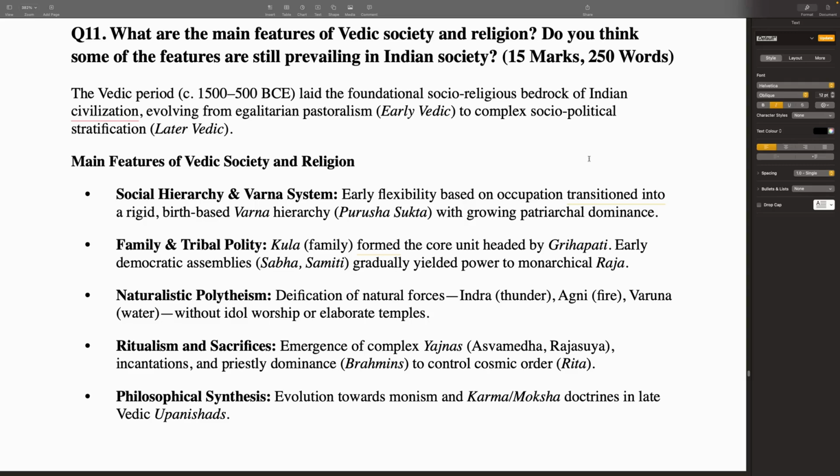Naturalistic polytheism. Deification of natural forces. Indra, thunder, Agni, fire, Varuna, water, without idol worship or elaborate temples. Ritualism and sacrifices. Emergence of complex yajnas, Ashwamedha, Rajasuya, incantations and priestly dominance, Brahmins to control cosmic order. Philosophical synthesis. Evolution towards monism and karma moksha doctrines in late Vedic Upanishads.